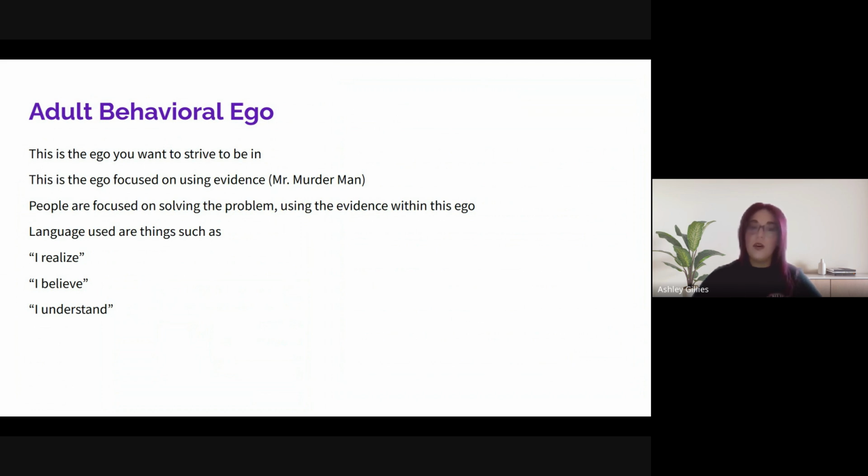People are focused on solving the problem, quote unquote, using the evidence in this ego. So adult ego is solving the problem. That is it. Again, do not overcomplicate it. It's just solving the problem using the evidence at hand. And you can see the language on the screen has now shifted a little bit. So instead of I want, I need, I don't know, I don't care, the language becomes I realize, I believe, I see, I understand. The language becomes a little bit different.